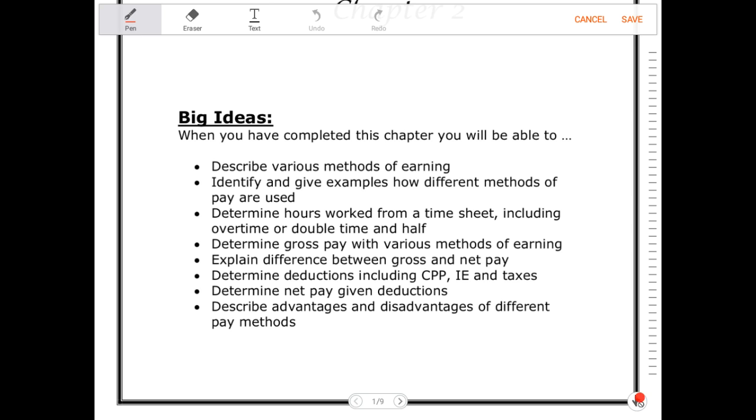We'll describe various methods of earning income, identify and give examples of how different methods of pay are used, determine hours of work from a timesheet, including overtime or double time and a half, determine gross pay with various methods of earnings, explain the difference between gross pay and net pay, determine deductions like CPP, EI, and taxes, determine net pay given deductions. So a lot of these right now may or may not mean anything to you, but we're going to do a lot of cool calculations that allow you to figure out where your money is going and how much you have.